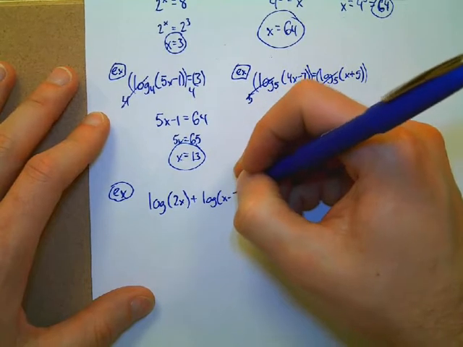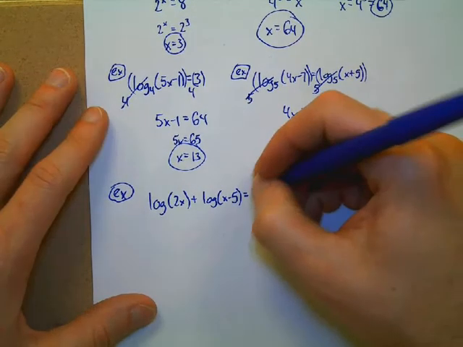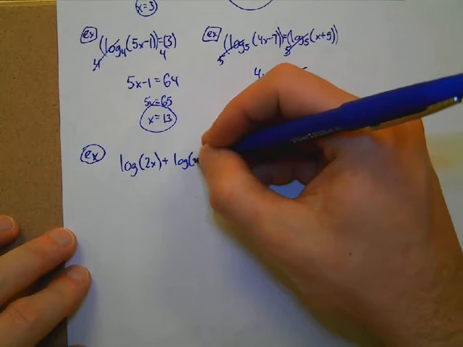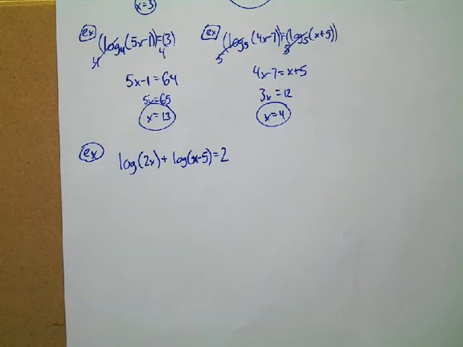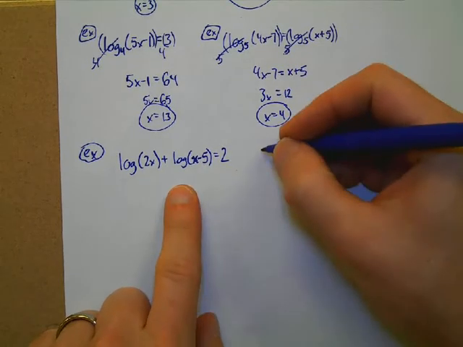Yep, it's an x minus 5 inside the logarithm there. So log of 2x plus log of x minus 5 equals 2. So we have two logarithms, and they're adding together to equal 2. Okay? So when you have two logarithms on the same side like this, combine multiple logs into a single log.